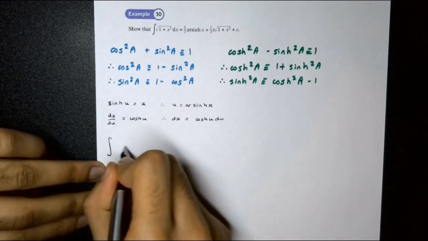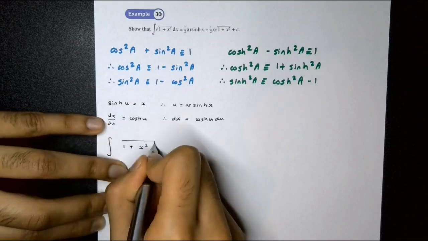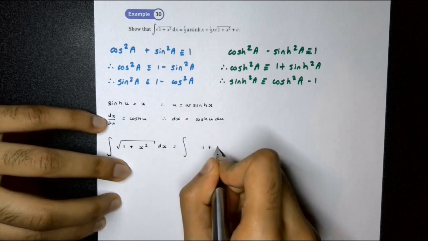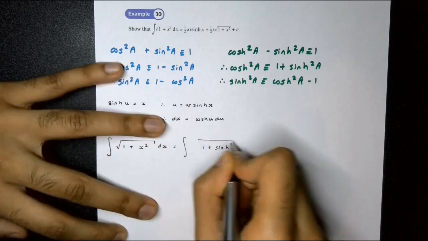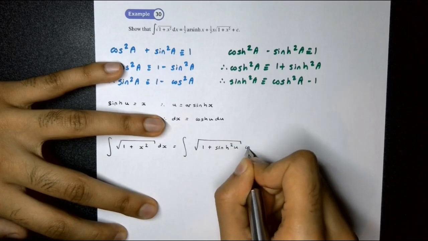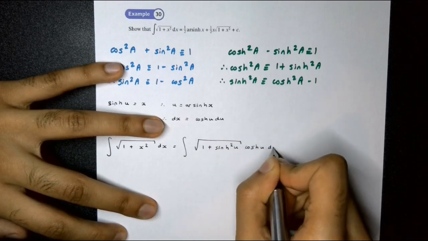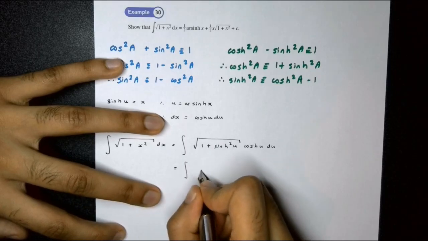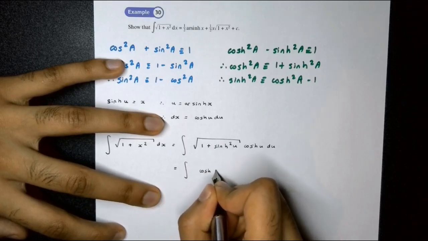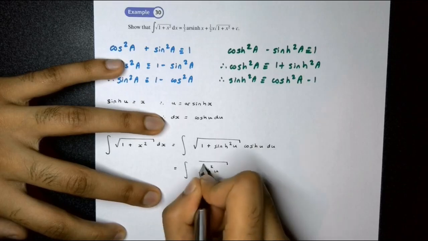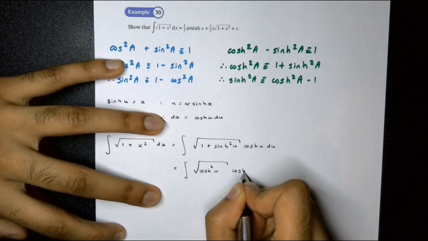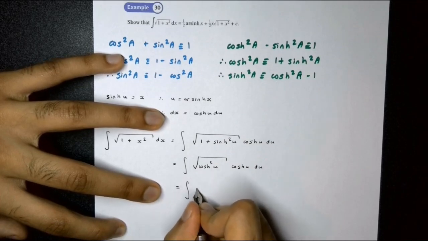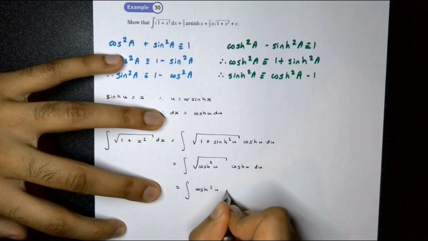We've got the integral of the square root of 1 plus x squared with respect to x. This is equal to the integral of the square root of 1 plus hyperbolic sine squared of u, times hyperbolic cos of u du. This 1 plus hyperbolic sine squared is what hyperbolic cos squared is. So we've got the integral of the square root of hyperbolic cos squared of u, times hyperbolic cos of u du. Hopefully you can see we've got the integral of hyperbolic cos squared of u du.